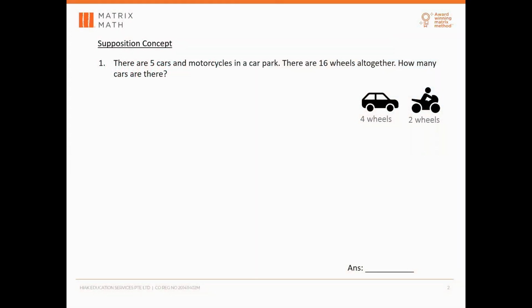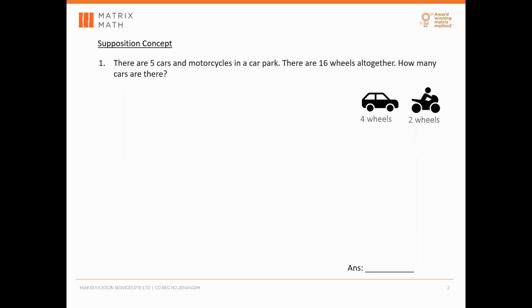P2 supposition concept. Okay, this concept is actually relatively advanced for P2 level. The reason why we want to introduce this concept to students is because we want to expose them to this type of questions, and also to explain the logical reasoning behind this concept.